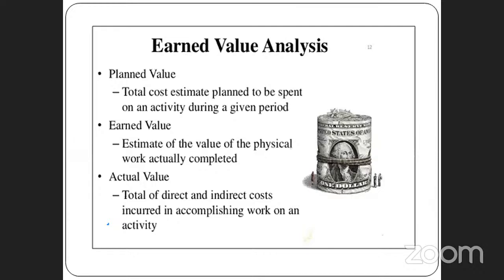Okay, so by calculating the cost and the schedule, this method is adopted. There are three terms: planned value, earned value, and actual value. By these three terms, they will calculate the earned value analysis. Planned value means how much cost you are spending for the work, that is the total cost spending for the work. Earned value is where you estimate the cost for the work completed. Third, actual value means total direct plus indirect cost for the work. So these are the three terms which are used to calculate the earned value analysis.